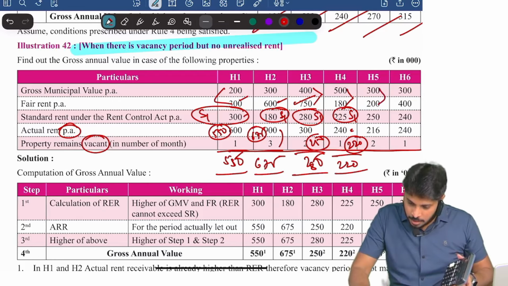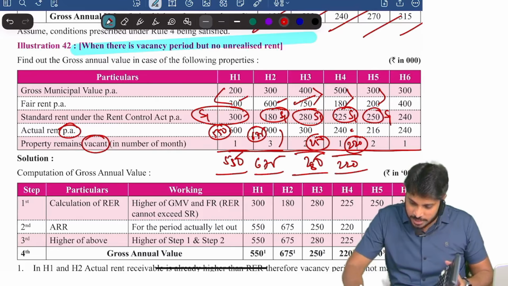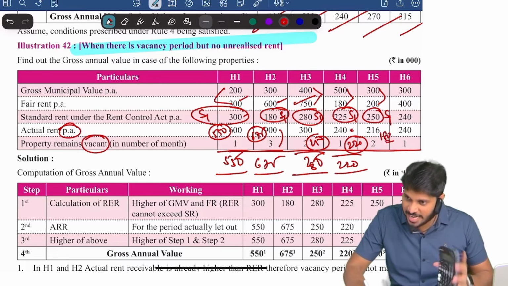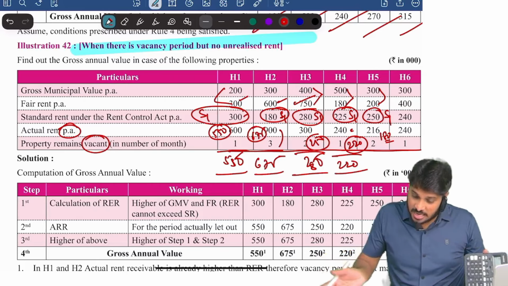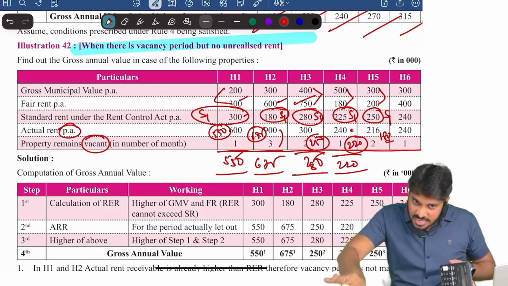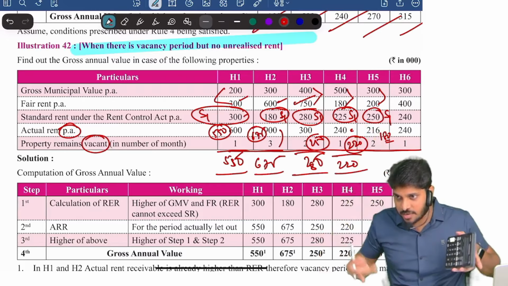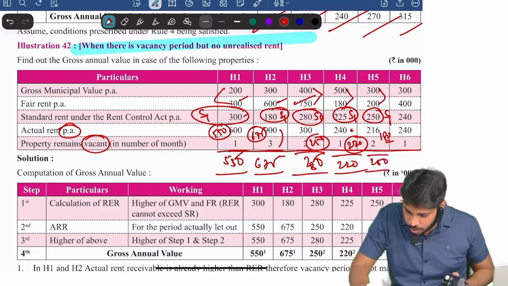Next. 300, 250, step number 1. Okay, 216 into 10 divided by 12. My actual rent received is 180 only. Remember, 180 only for 10 months. Even if at all vacancy was not there, it is 216 only. My actual rent received, with vacancy or without vacancy, is always less than expected rent, which means I'm charging lower rent. I can't claim benefit. Therefore, gross annual value is 250.